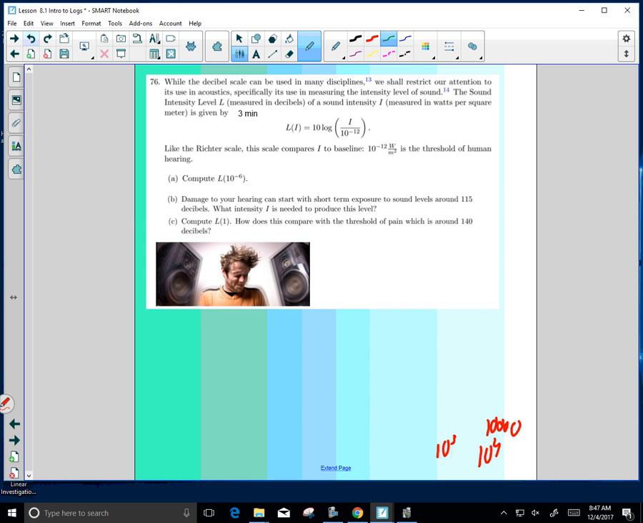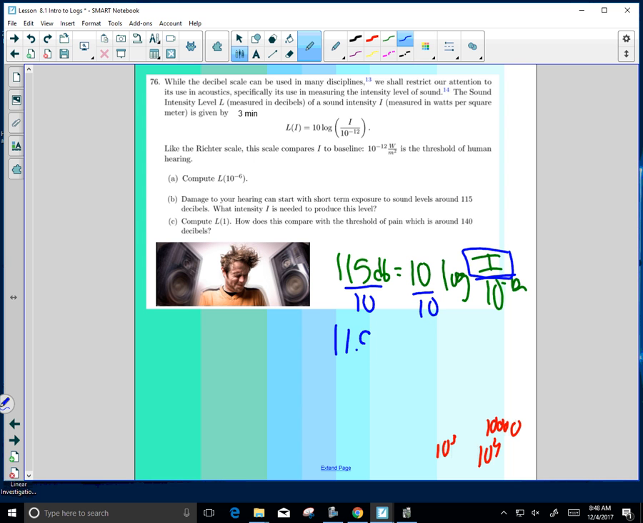It says damage to your hearing can result from short-term exposure to around 115 decibels. What intensity is needed to produce this level? So if you have 115 decibels equal to 10 log I over 10 to the negative 12, we want to solve for I. So we're going to divide by 10, and you're going to get 11.5 equals log base 10 of I over 10 to the negative 12.